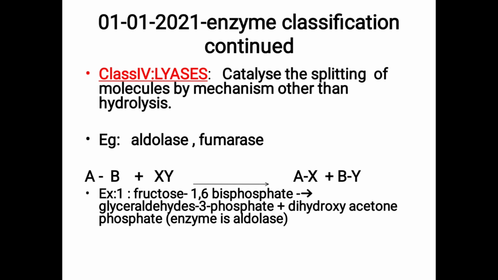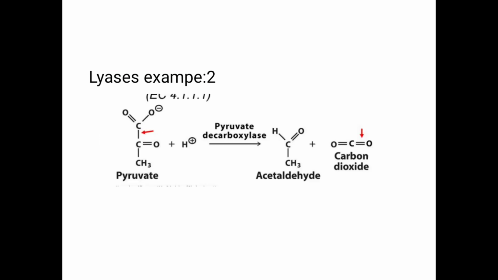Here see the reaction, example 1: the 6 carbon is split into glyceraldehyde 3 phosphate, which is 3 carbon, plus dihydroxyacetone phosphate, which is also 3 carbon. So 6 carbon is split into 3 carbon. So lyases catalyze the splitting of molecules by a mechanism other than hydrolysis. Okay, so this is one example. We can give a second example here also.